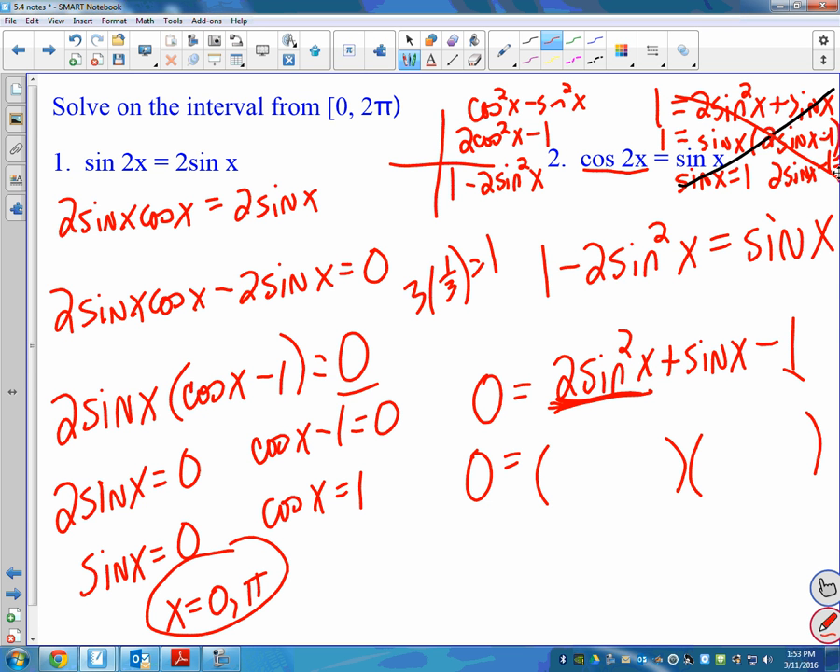2 is a prime number. What are the only two numbers that multiply to give you 2? 1 and 2, right? So one of these has to be 2 sine of x, and one of these has to be sine of x. That's the only way in the F of FOIL that I would get that. Do you agree with me on that?